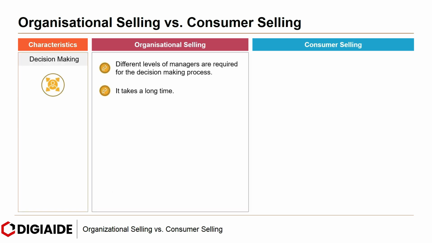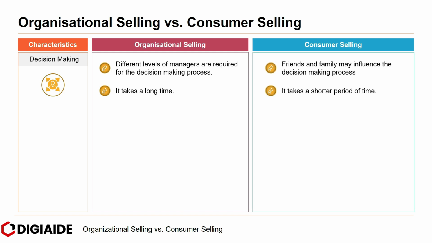Next, the aspect of decision making. In organizational selling, different levels of managers are required for the decision making process. It takes a long time. Whereas in consumer selling, friends and families may influence the decision making process. It takes a shorter period of time.